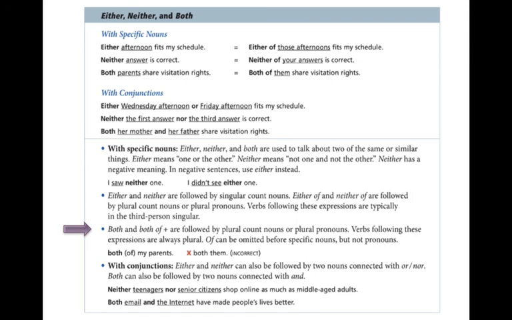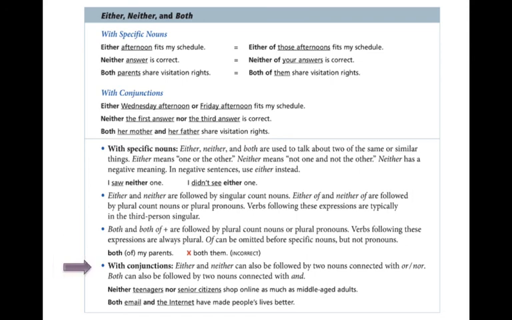The word of can be omitted before specific nouns, but not pronouns. You can say both of my parents. You can say both my parents, so the word of is optional. However, you cannot delete the word of before a pronoun. Don't say both them. Say or write both of them.